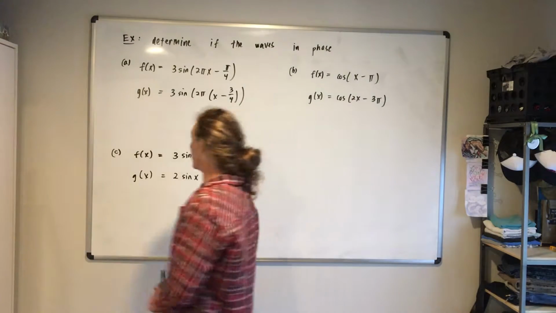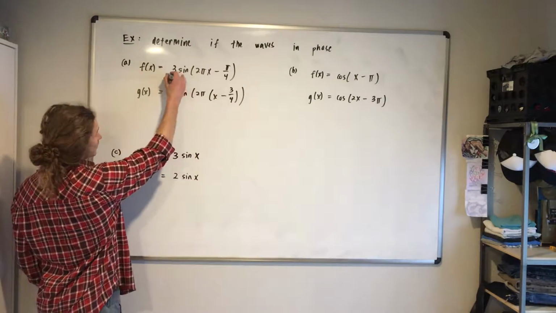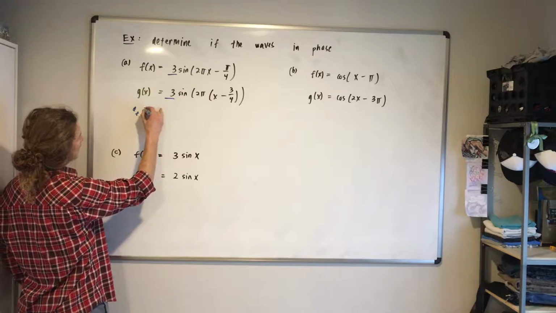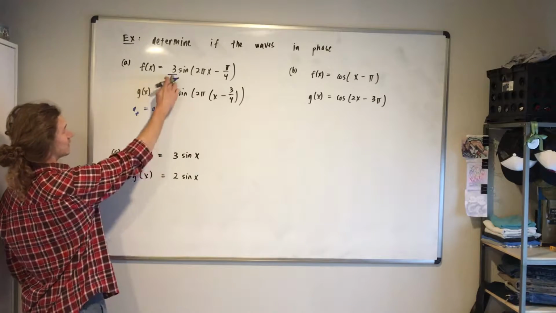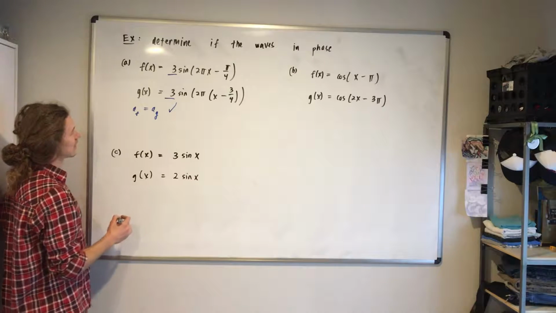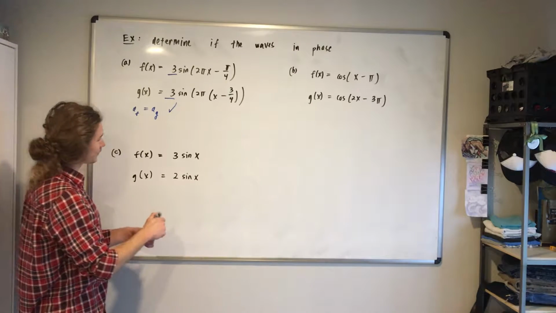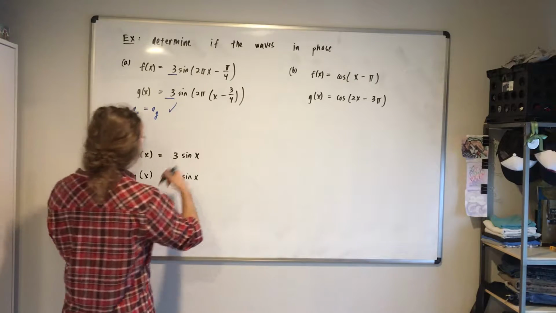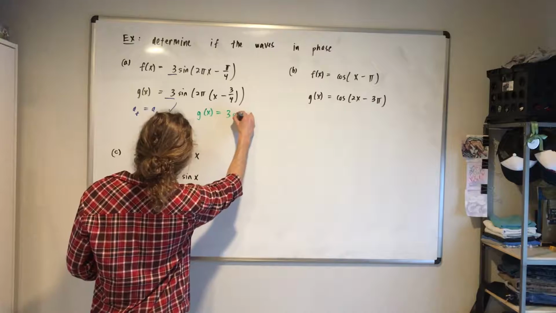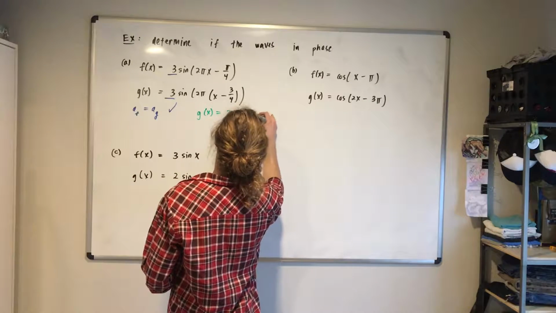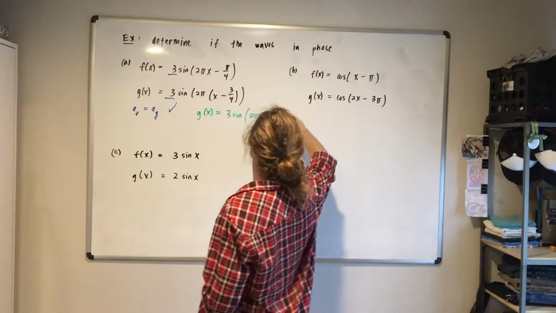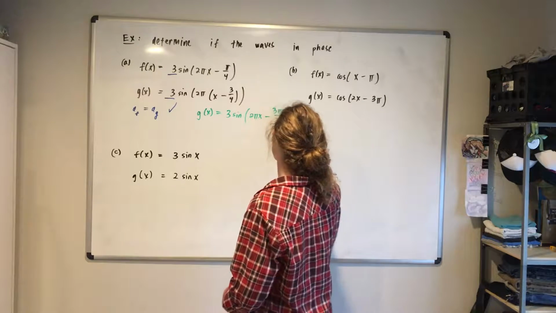If we have matching amplitudes, as we do, we're matching a values here. We can see, for example, a sub f equals a sub g, or the a value for f and the a value for g are equal to each other. So that's good. And note that I could rewrite g of x as g of x equals 3 times the sine of 2 pi x minus 6 pi fourths, which would be the same then as 3 pi halves.